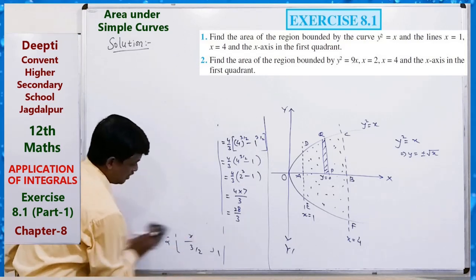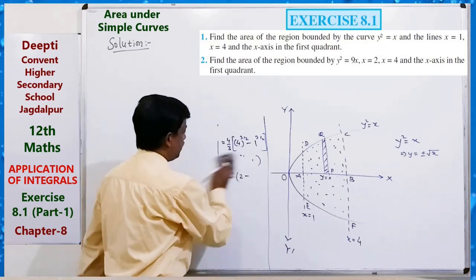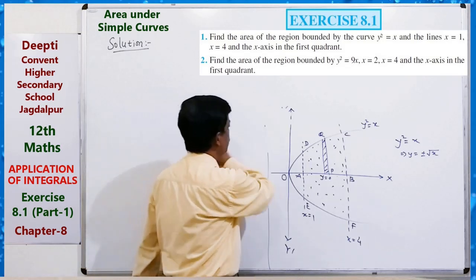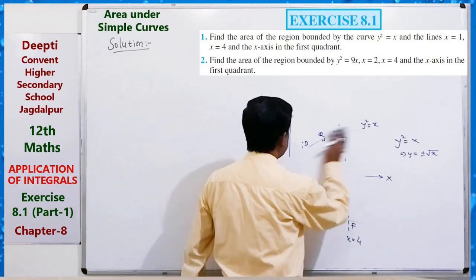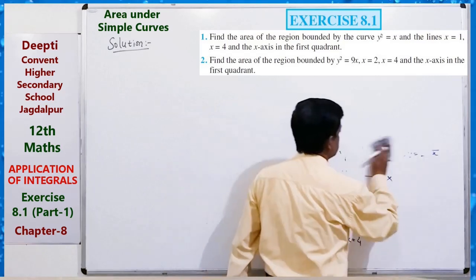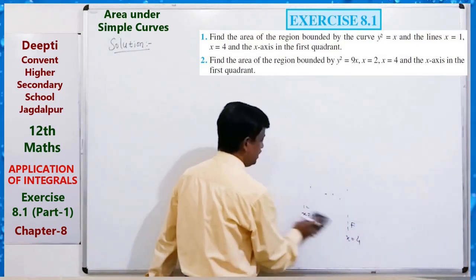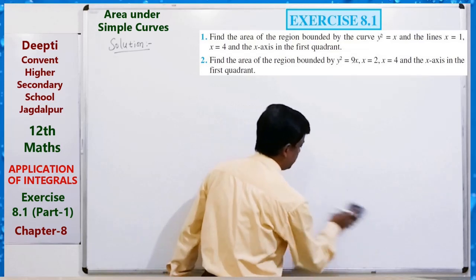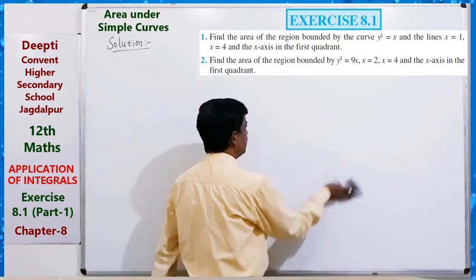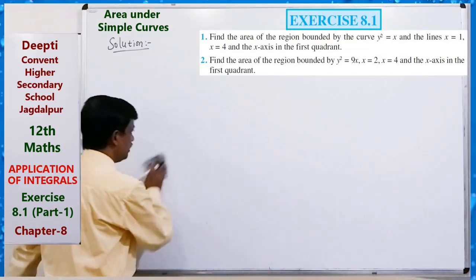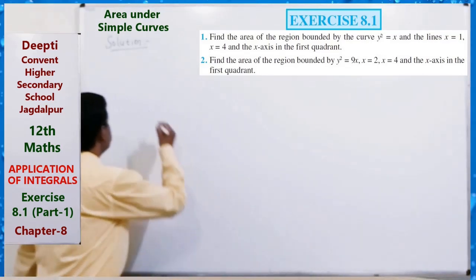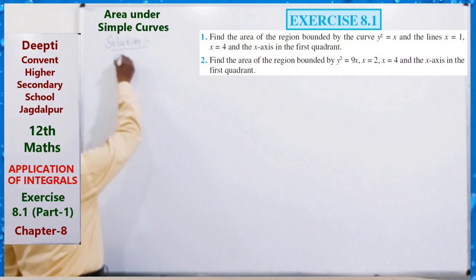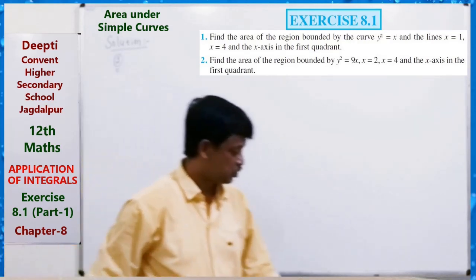So very simple. Area finding is very simple. You just have to put the formula and identify the limits of integration, the definite integration, and the value of y, and then you can solve the integral and get the area. Suppose we take question 2.